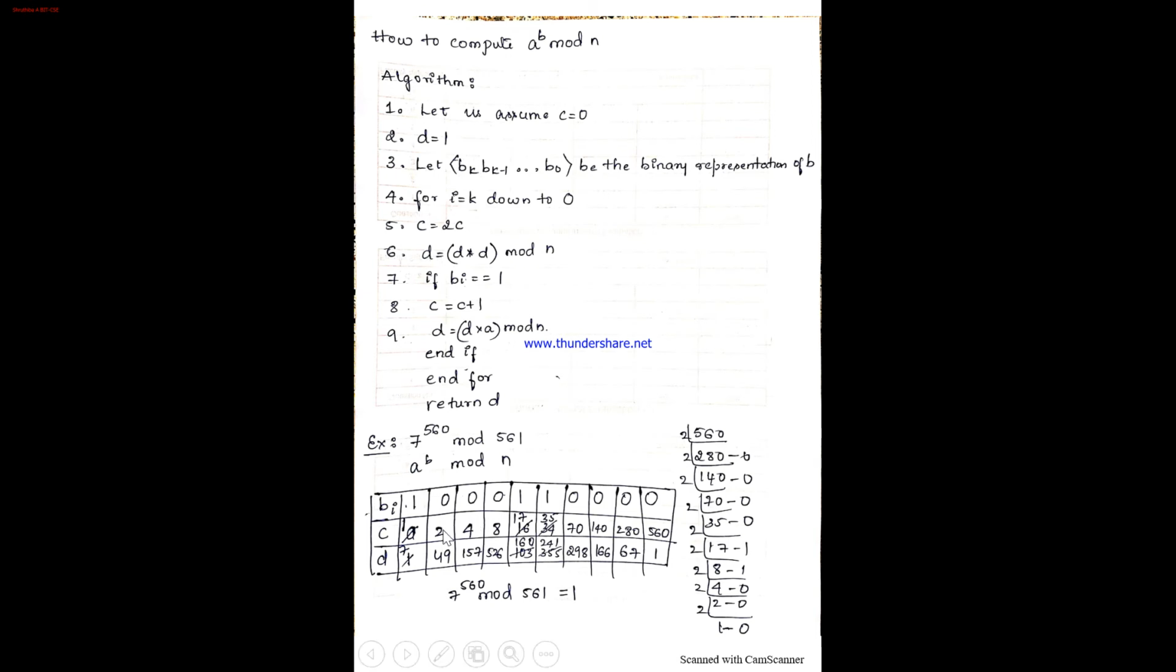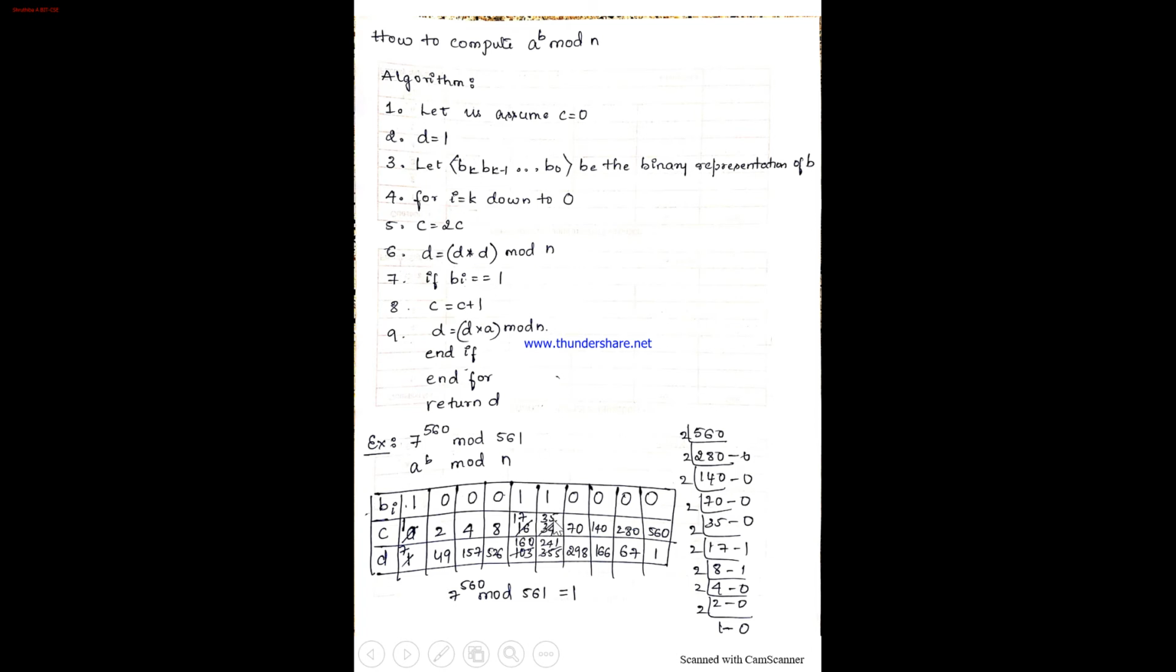Even in C, please observe, I'll tell for C. Initially 2 I have, the B value is 0, so I have to just multiply the C value with 2. 2 2s are 4. Next, 4 2s are 8. Next iteration, 8 2s are 16. Since the Bi value is 1, 16 plus 1 is 17. Next, 17 into 2 is 34. Since the Bi value is 1, 34 plus 1 becomes 35.